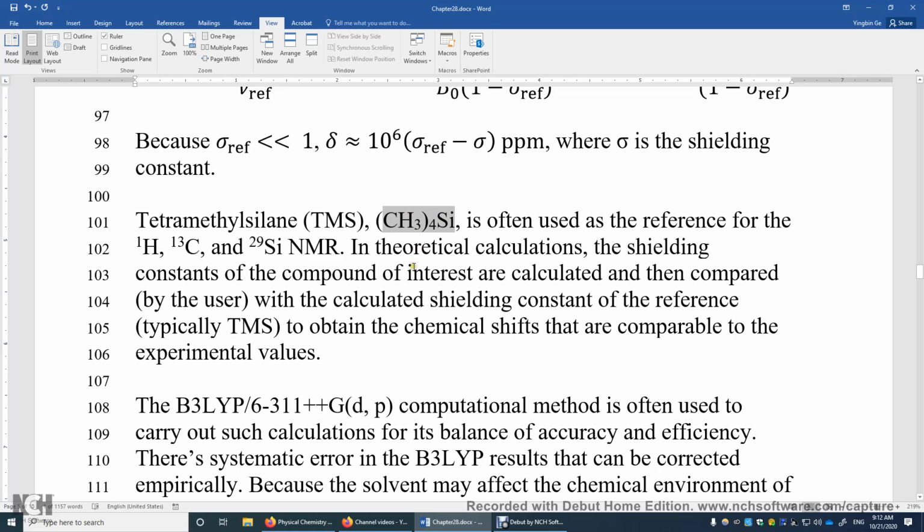It may not be even a T point group. I think it's probably a C1 point group without any symmetry. So when you do the NMR calculation of TMS, make sure you distort your molecule a little bit so that you start from a structure with no symmetry.